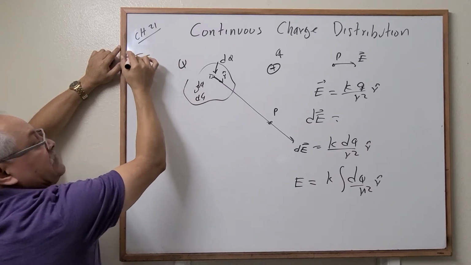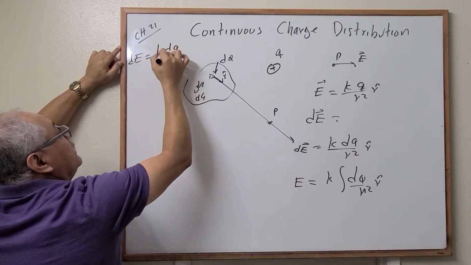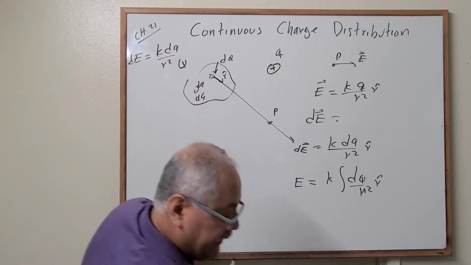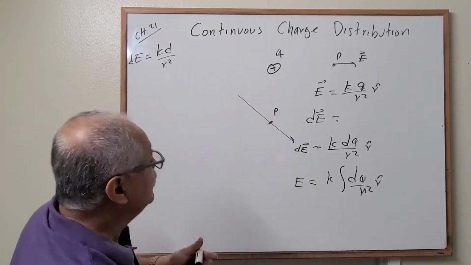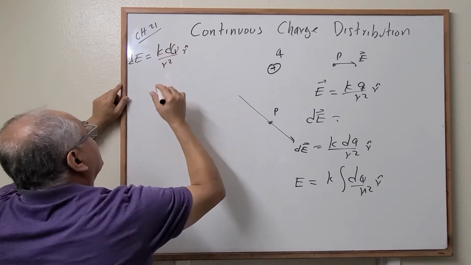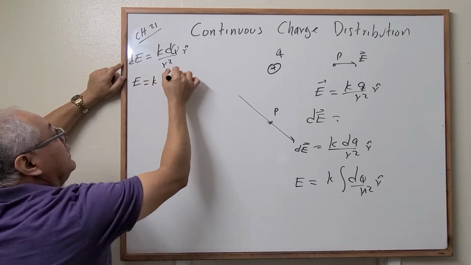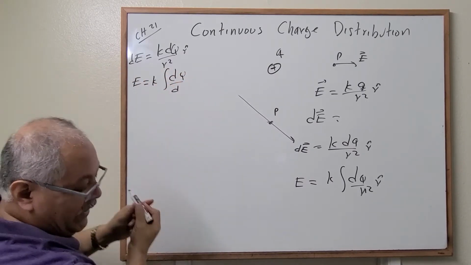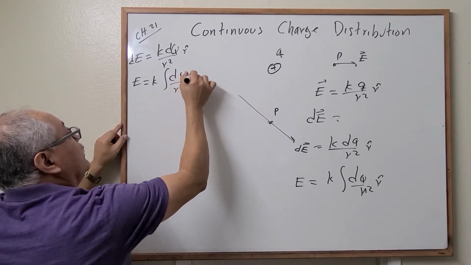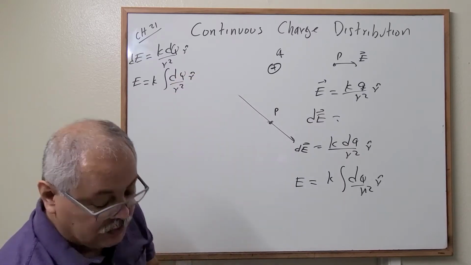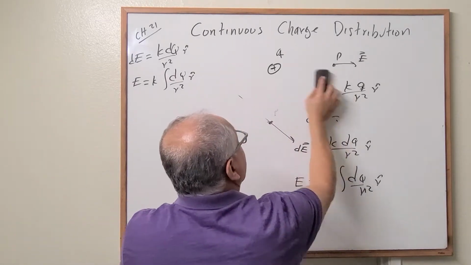So the electric field is equal to K dq over r squared, r hat. Also, the electric field is equal to K times the integral of these quantities, dq over r squared, r hat. Now let's apply these conditions to some distributions.